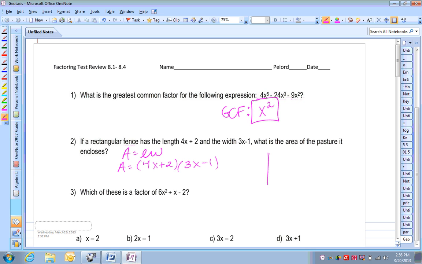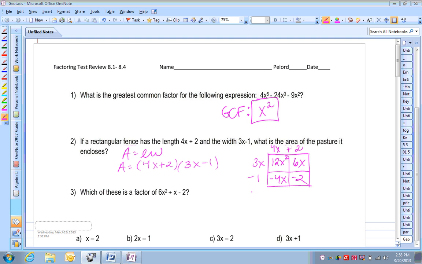I'm going to go ahead and box method this, so we put on the outside 4x plus 2 and 3x minus 1 outside of our box. And they're wanting the area, so we multiply. So we multiply 3x and 4x, and we get 12x squared. We multiply 3x and 2, and we get 6x. We multiply 4x and negative 1, and we get negative 4x. And then we multiply 2 and negative 1, and we get negative 2.